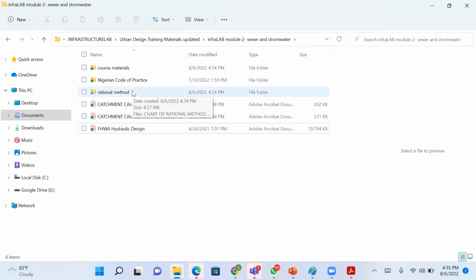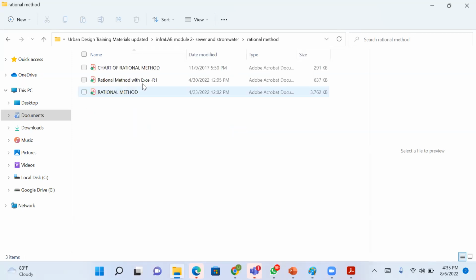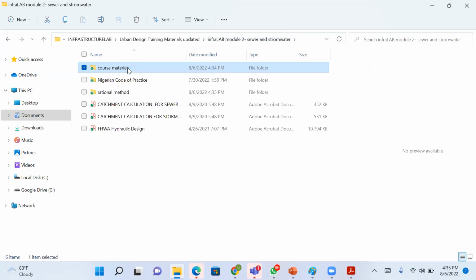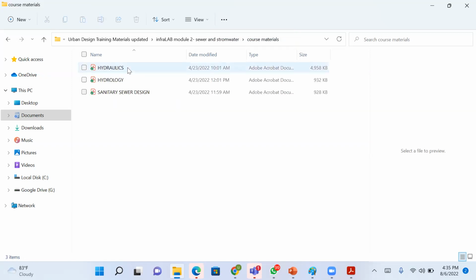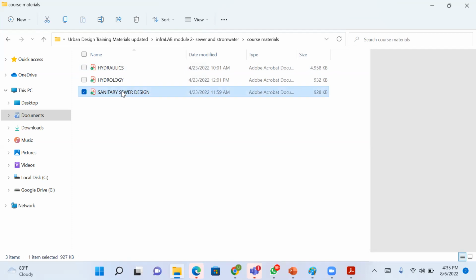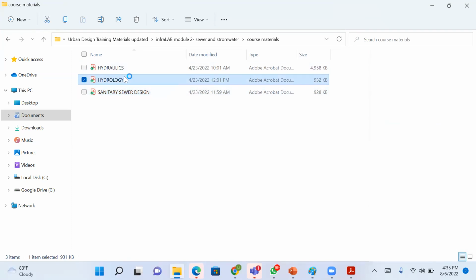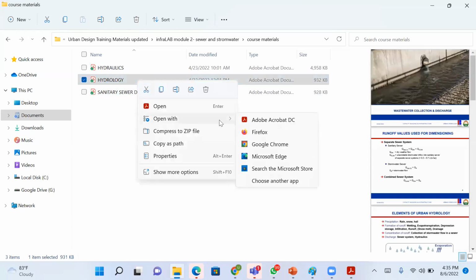So go to the folder called rational method. If you've done that, your own should be exposed. Where's my hydraulics? Okay, no. Let's go to course material. So today I'll be laying the foundation. Maybe from next week, we'll go into the calculation. But once in a while, I'll do a little bit of a calculation. So let's look at the sanitary design. Or will I say, let's look at the hydrology. Let's start from hydrology. Where is water coming from? And how does it work?